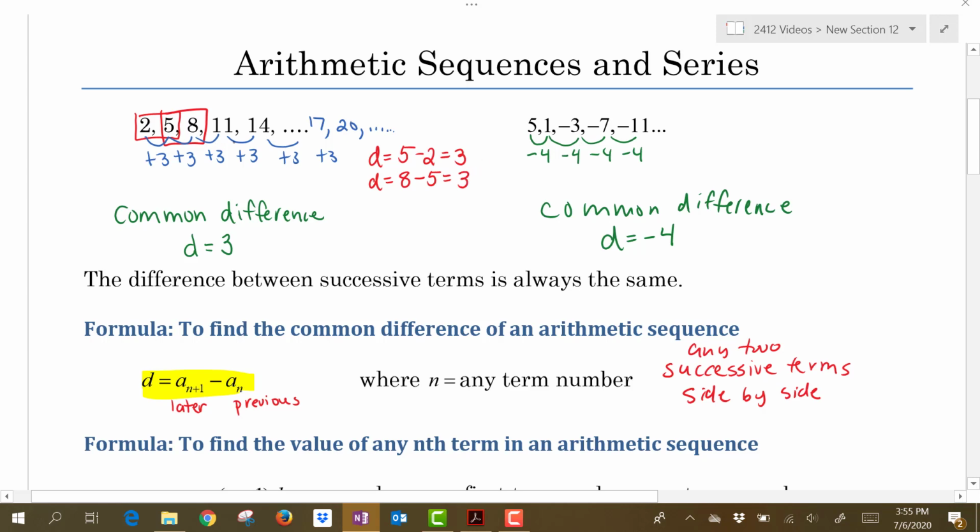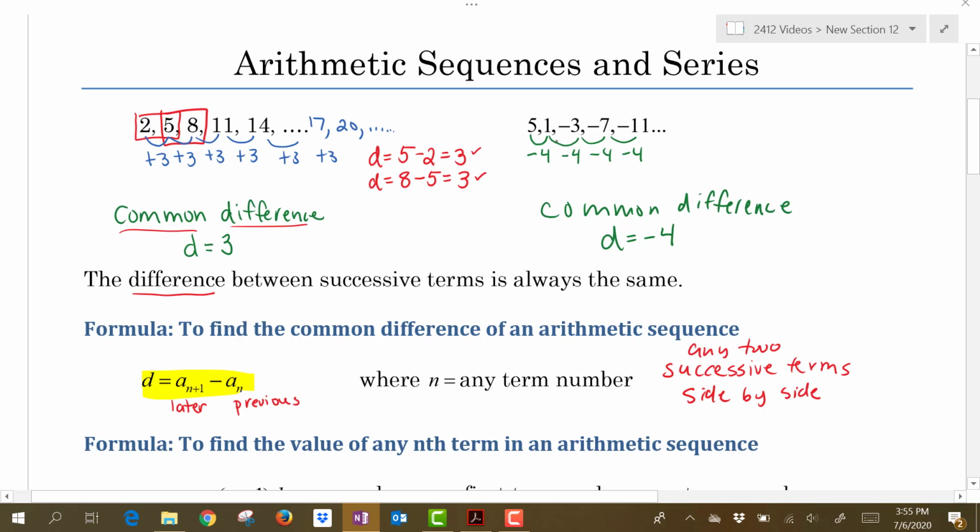So I should be able to do this for any two successive terms within the entire sequence, and I should always get the same exact difference. Difference meaning subtraction, so when I subtract those two numbers, I always get exactly the same thing. So that's why we call it the common difference. Alright, let's look at the next one.